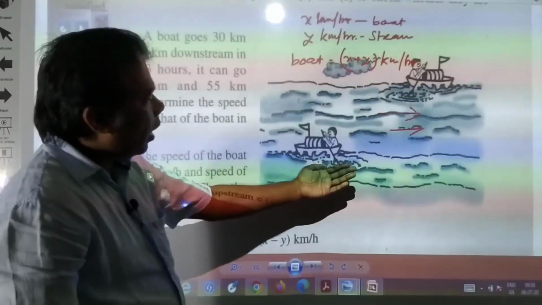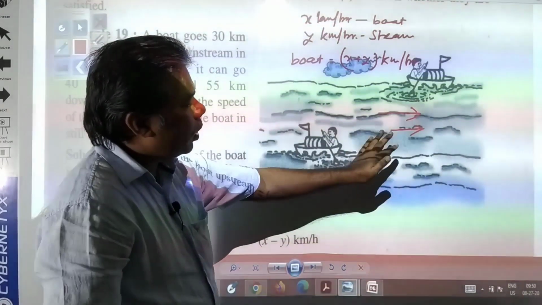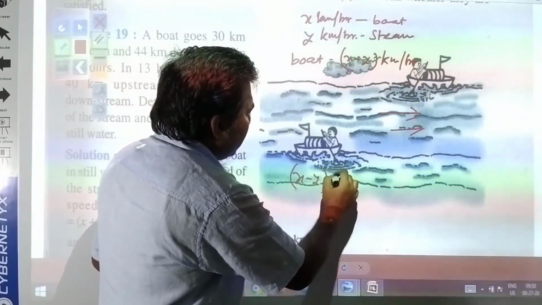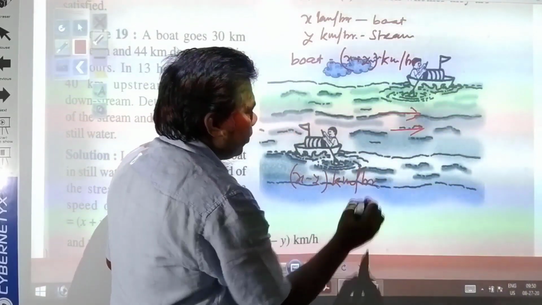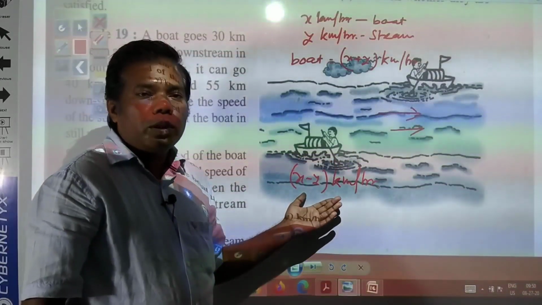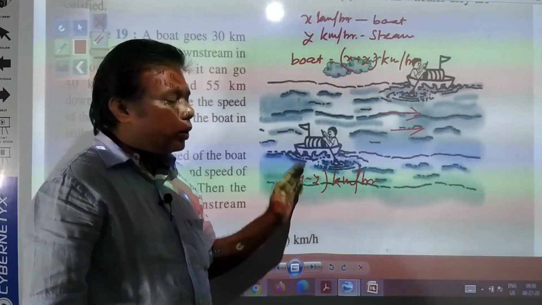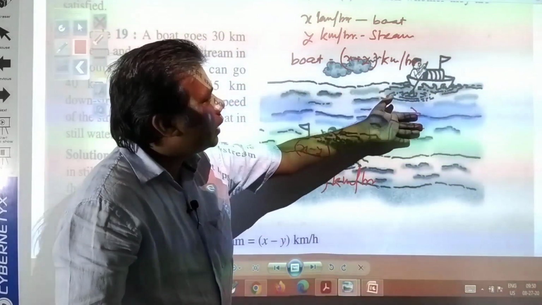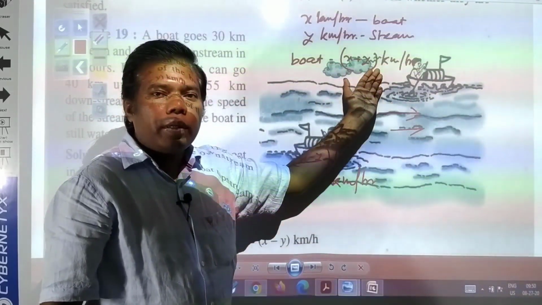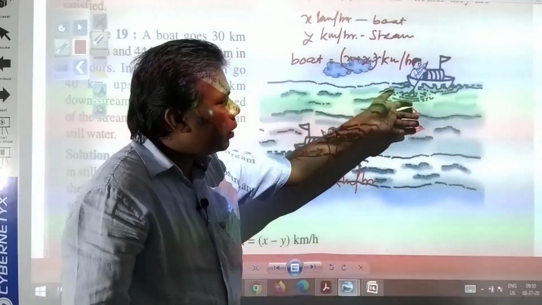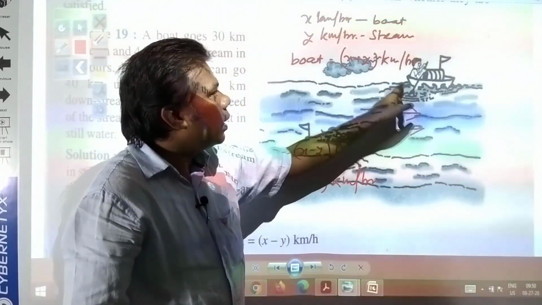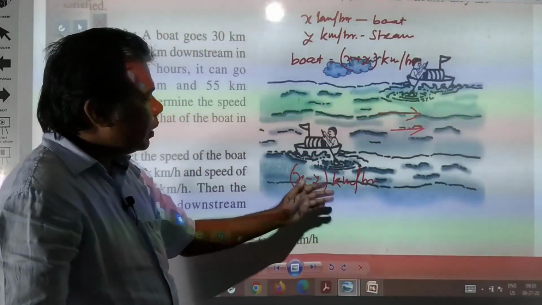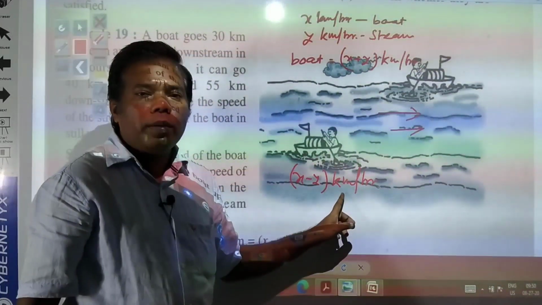When it is upstream, just opposite to the direction of the water, then the speed of the boat will be x minus y km/h. So the speed of the boat will be reduced if it moves in the opposite direction. So simply it will be x minus y. And with downstream the speed of the boat will increase, so that will be x plus y. That is required to be remembered. When the boat runs downstream, with the flow of water, the speed will increase. If it moves in just the opposite direction, the speed will decrease, and that's why that will be x minus y kilometer per hour.